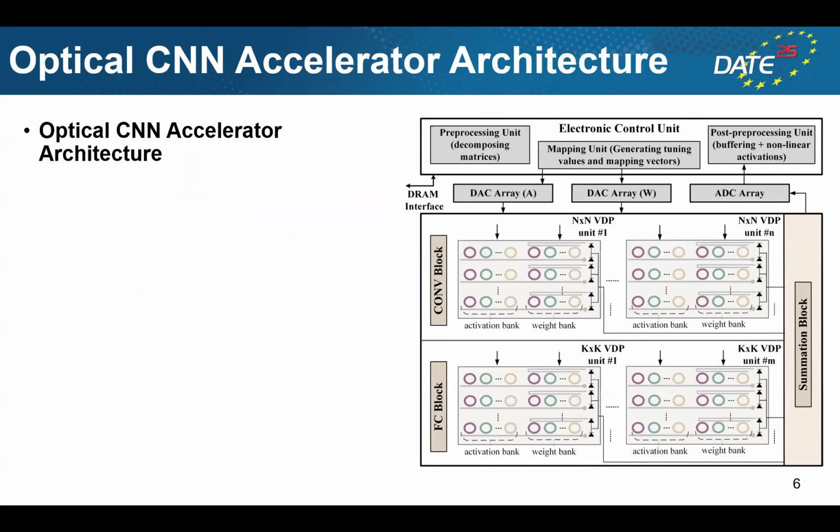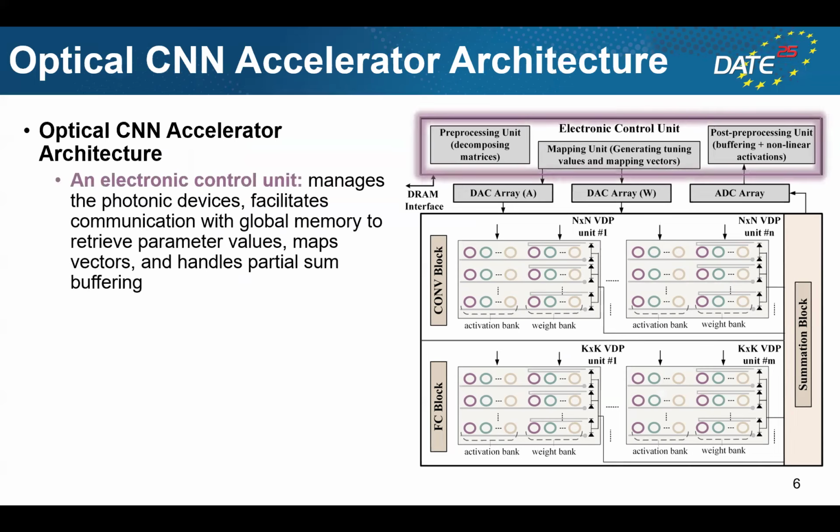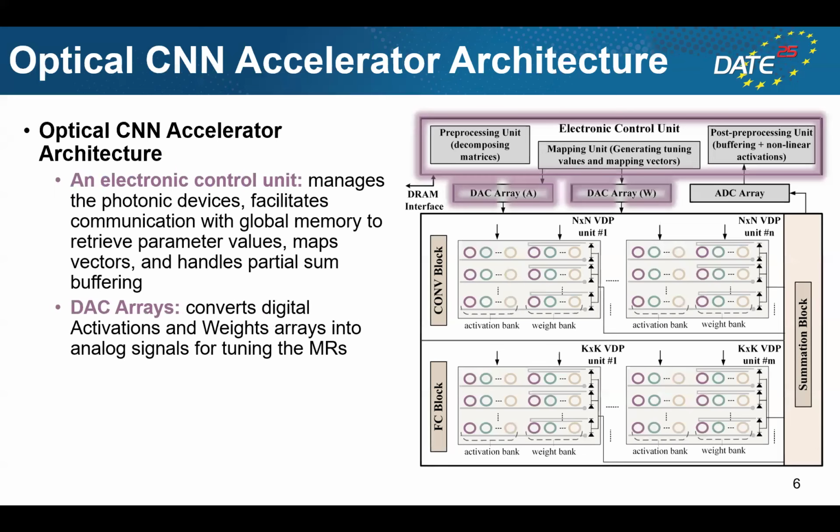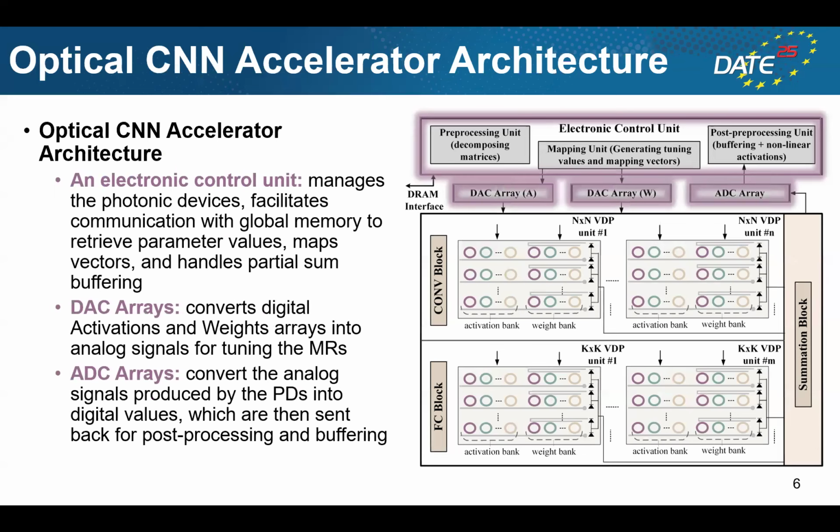So moving on to the optical accelerator SafeLight focuses on. As shown here, the first component is an electronic control unit. This is responsible for tasks such as managing the photonic devices, communicating with the memory, and so on. And then we have the DAC and the ADC arrays, which, as I explained, are responsible for performing the analog to digital and digital to analog conversions.